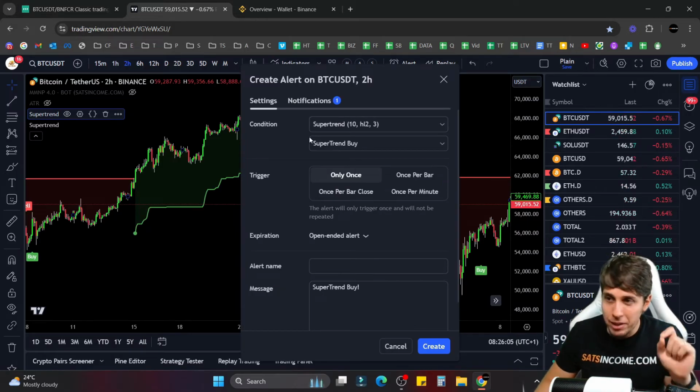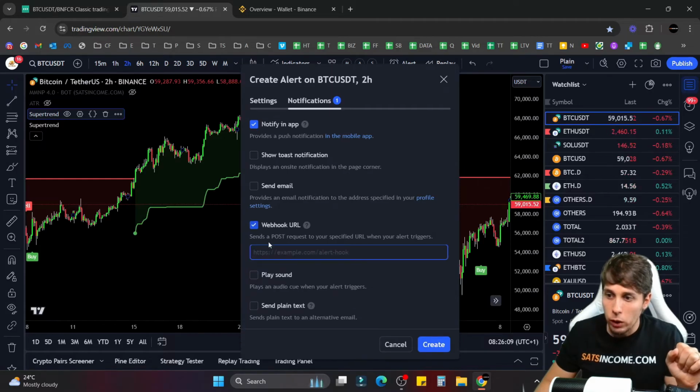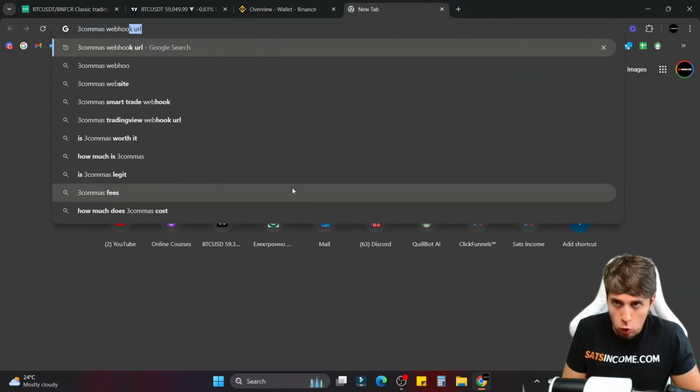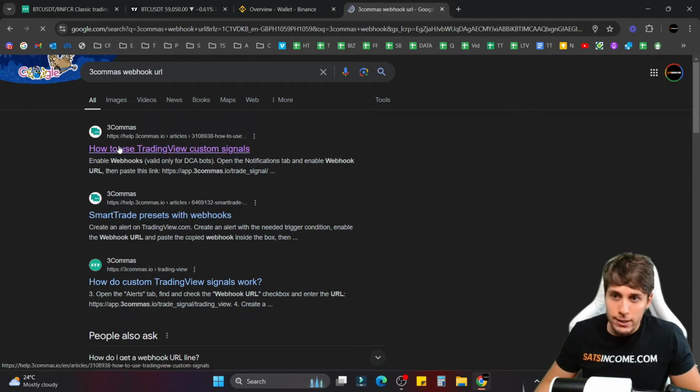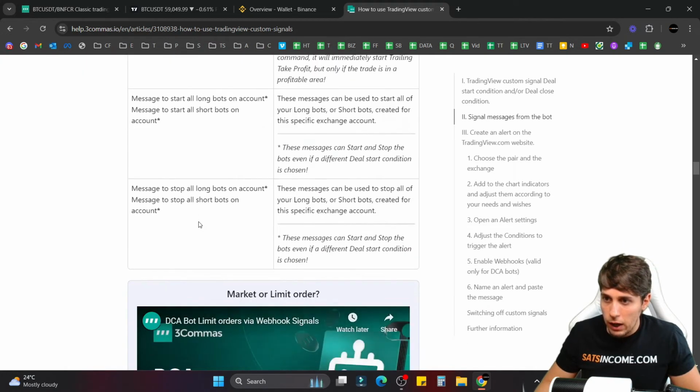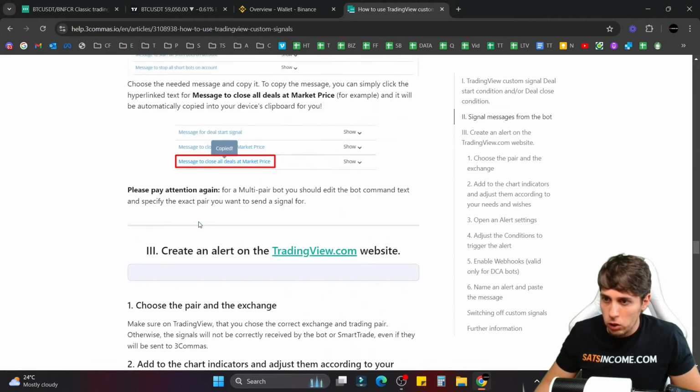Okay, now the first and very important thing for you guys to do is to go to the notification and enable webhook URL. If you don't do this, the connection between TradingView and 3Commas is not gonna work. Now, what is the link that you have to paste right here? You have to go to Google and search for 3Commas webhook URL. Search for this and open the very first link where it says how to use TradingView custom signals. Open this link and scroll all the way down until you see the link.